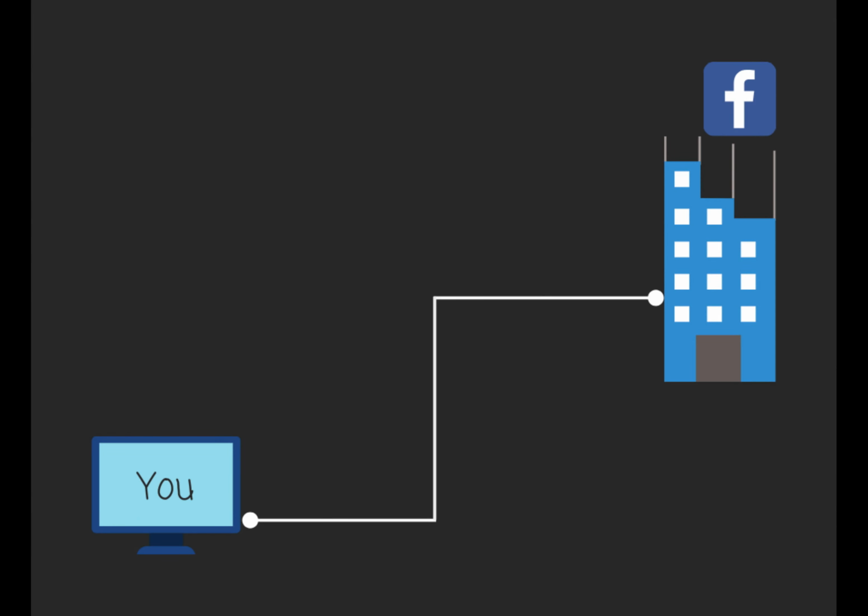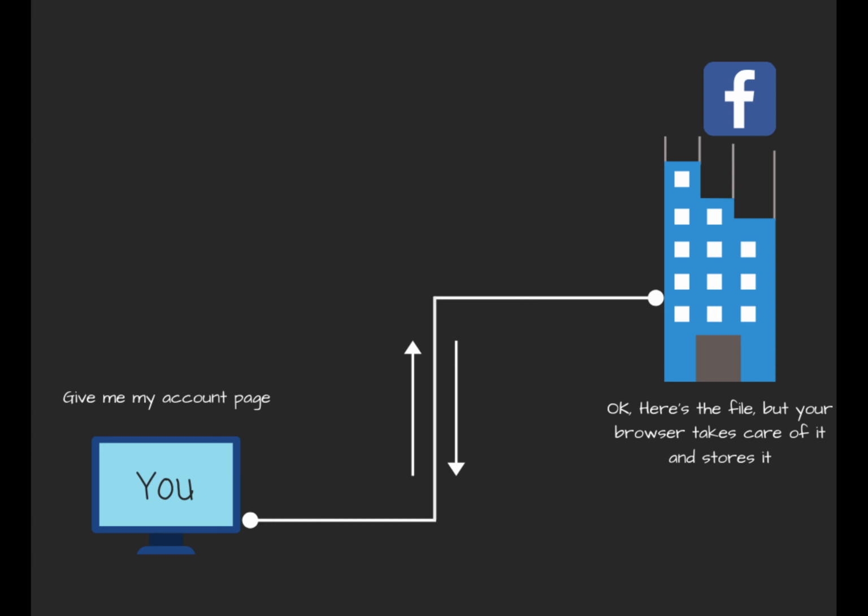For example, you have a computer and Facebook has its own computer. For you to be able to access Facebook, you need to be connected to Facebook's computer via the internet and access its files. If you want to open your news feed, your computer asks Facebook's computer to access it. Facebook gives you the files and your browser downloads and takes care of it. So any changes you make to that file will only be seen on your computer. When you refresh the tab, the files are re-downloaded.